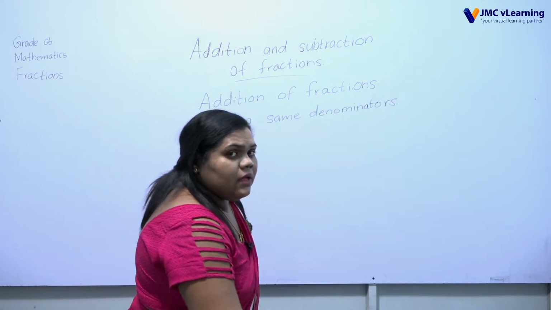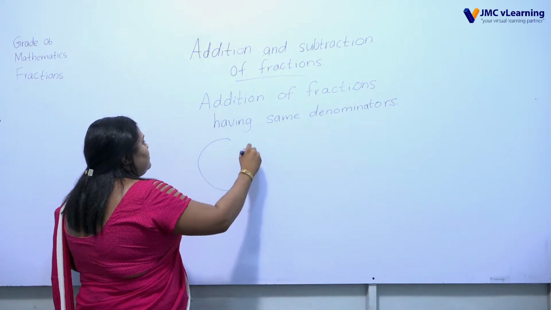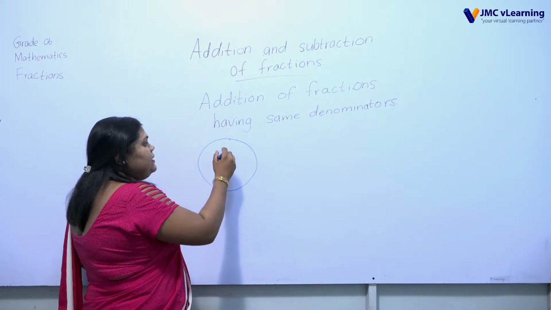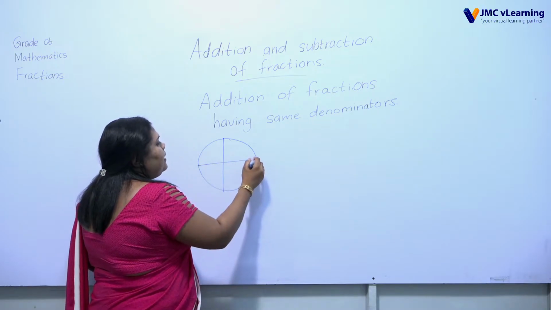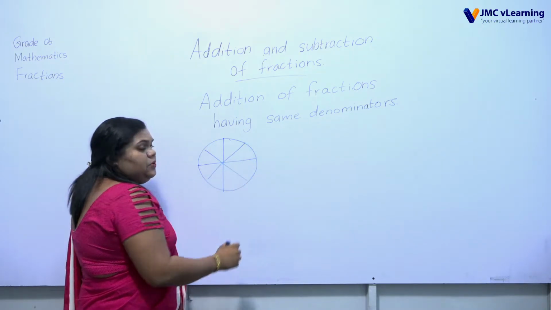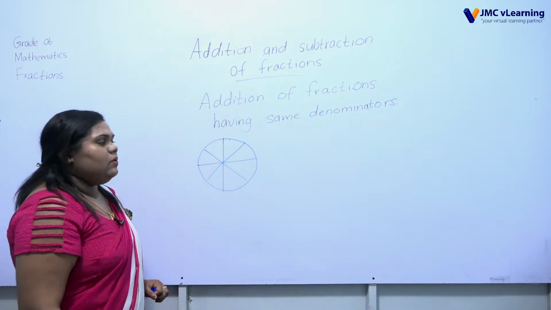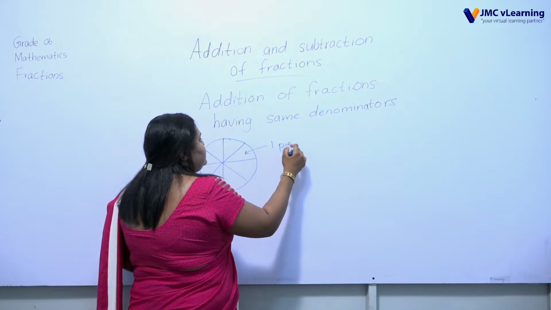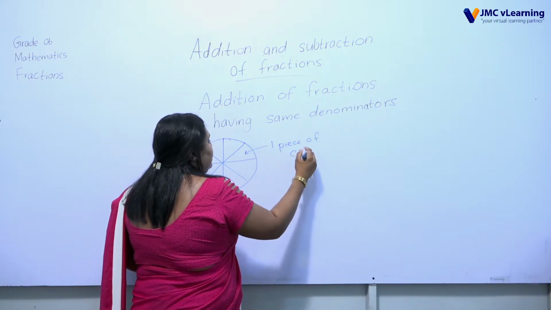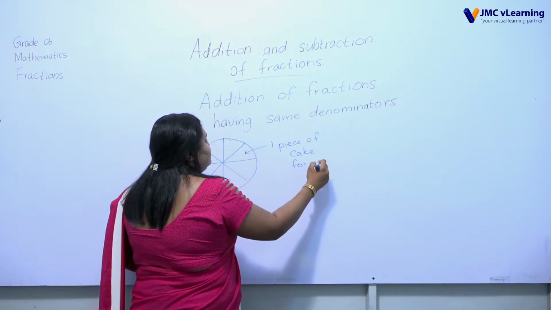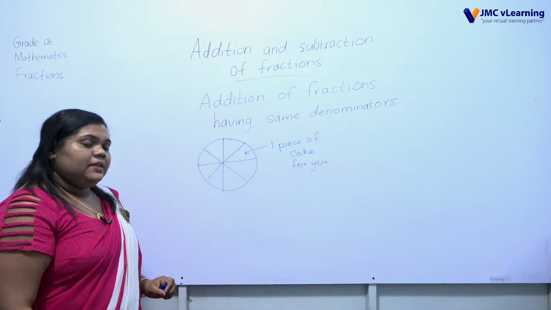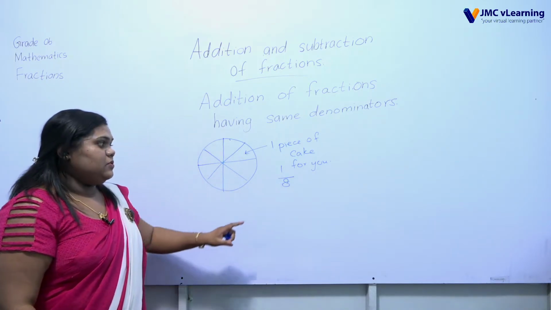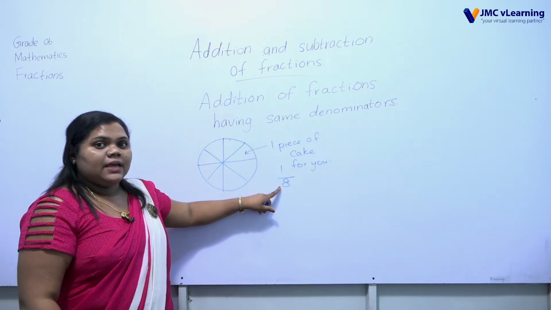Okay, now your mother bought a cake and she divided it into 8 parts. She gave you one piece of cake. How can you write that as a fraction? 8 parts are there and you take 1 part. So we can write it as 1 out of 8.